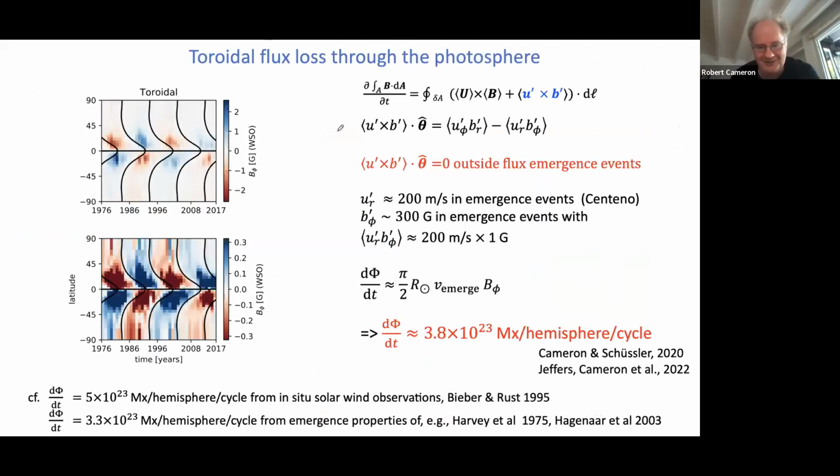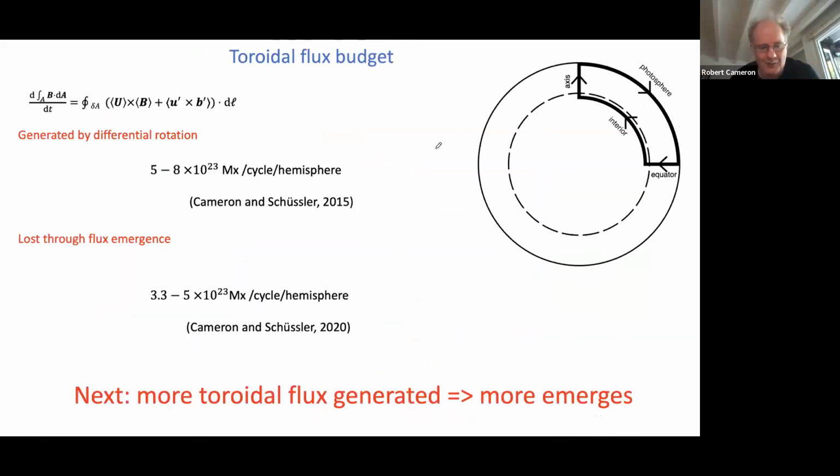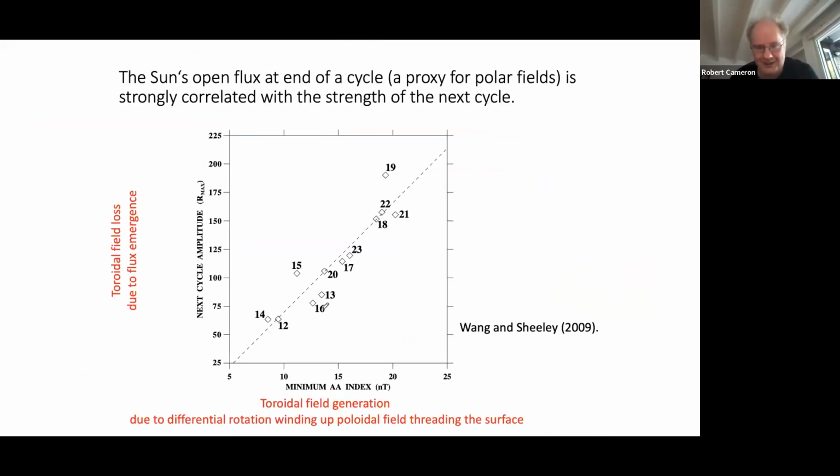But the other thing which makes it look like a Babcock-Leighton dynamo is this one. The more you generate, the more emerges. And this is basically how people are now making predictions. Of course, this is far from being definitive evidence, but you can see there's a reasonable correlation here, between the amount being produced and the amount emerging at the surface.